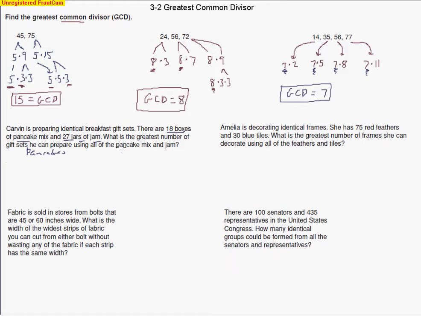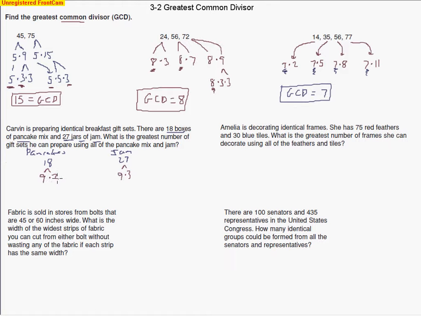And over here we have jars of jam. And let's write their numbers. So pancakes was 18 boxes. Jam was 27. And let's break these numbers down. So I see that 18. Now as I look at these, look at the common factor. What goes into 18? And then what also goes into 27? That's the same. Well, I know 3 goes into those numbers. But I also see 9. 9's the bigger number. So that's what I'm going to start with.